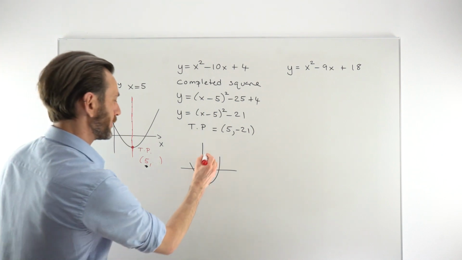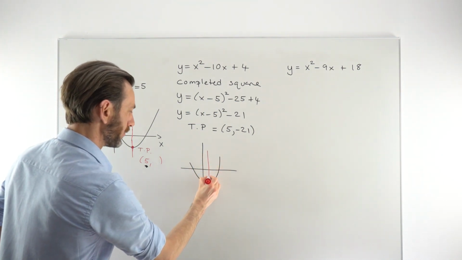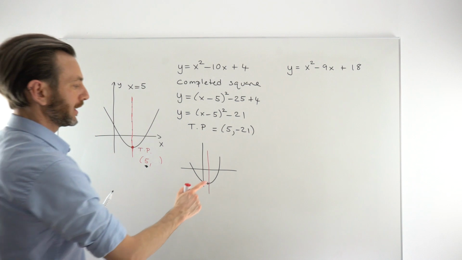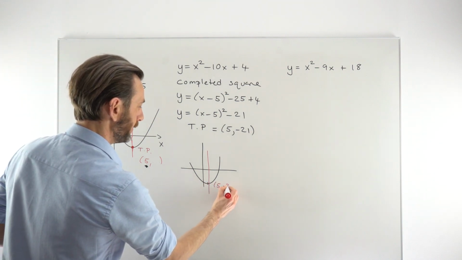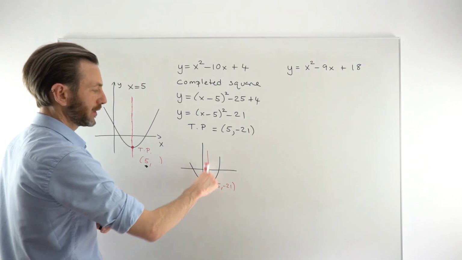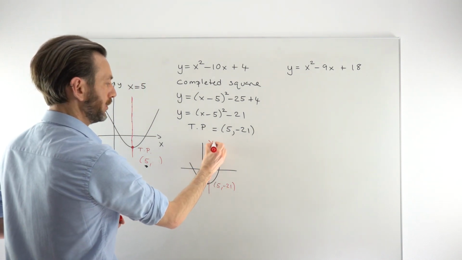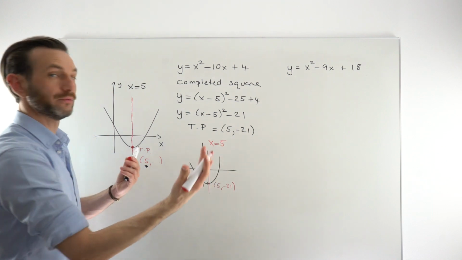So our line of symmetry is going through that turning point. So it's our red line here. And just by interpretation of that point, which was at (5, −21), we realize that this vertical line has to have an equation of x = 5.